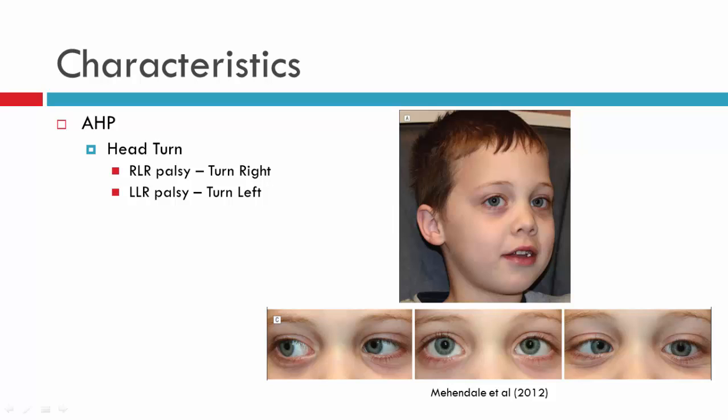Okay, so again, the head turn will be to get the patient's eyes into the position of gaze where there is single vision. This child here, we can see they've got a left ET in primary position. We can see here limited left abduction. We can see a greater esotropia in this position. And as we move the patient over into right gaze, we can see alignment in this position. So the patient is using a turn left to get their eyes into right gaze.